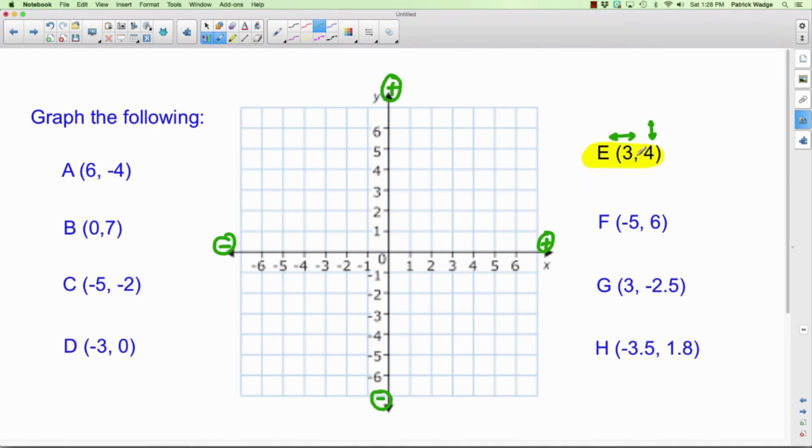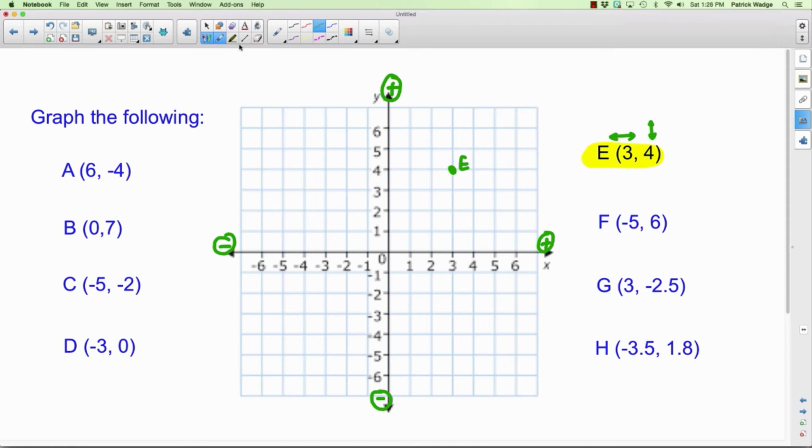So if we were going to graph this point, we start here and we go 3. 1, 2, 3. Do not put a point there. You're not finished because the second number is 4, positive 4. So we went over 3 and then we're going up because it's positive 4. 1, 2, 3, 4. There's your first point. So put a dot and I'll put an E there to show that one.